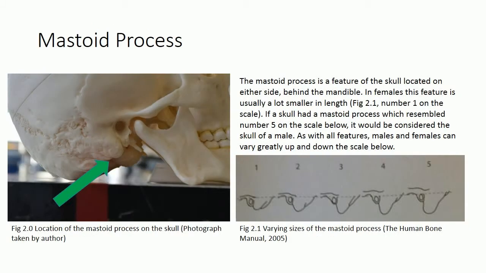Mastoid process. The mastoid process is a feature of the skull located on either side, behind the mandible. In females this feature is usually a lot smaller in length, figure 2.1, number 1 on the scale. If a skull had a mastoid process which resembled number 5 on the scale below, it would be considered the skull of a male. As with all features, males and females can vary greatly up and down the scale below.